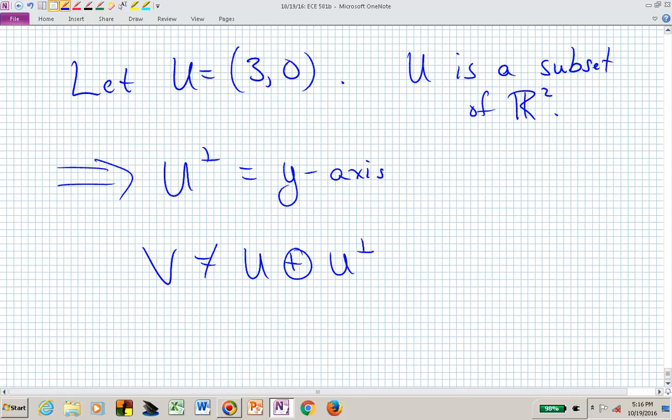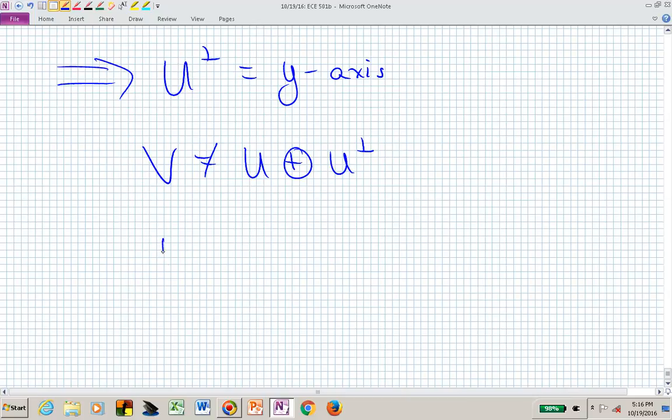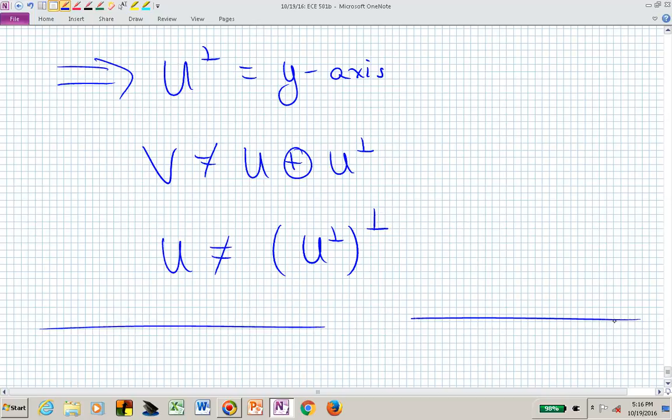And we also can see then that we don't get U back by taking the orthogonal complement of the orthogonal complement. The orthogonal complement of U is the y-axis. The orthogonal complement of the y-axis is the x-axis, and that's not the subset of the point (3, 0). And we'll stop at that heady location and pick up on Monday somewhere else in Chapter 6. But maybe it'll be in a projected location.